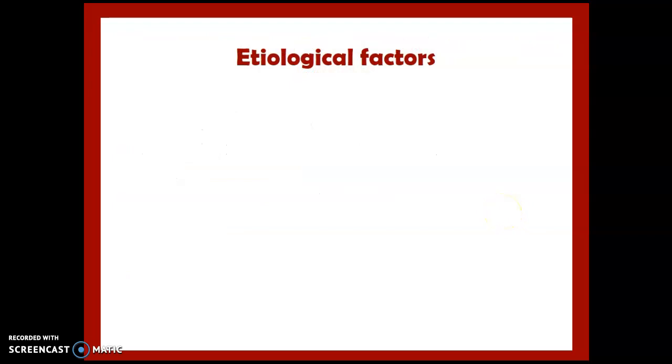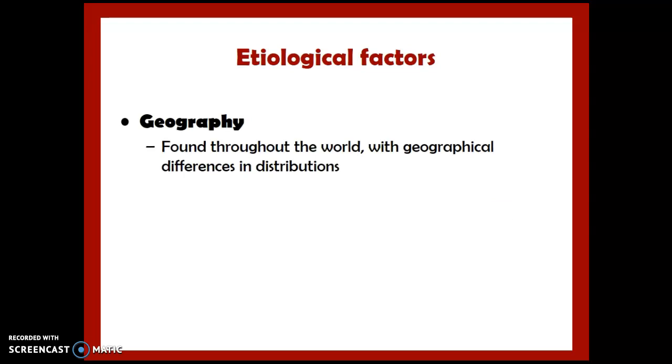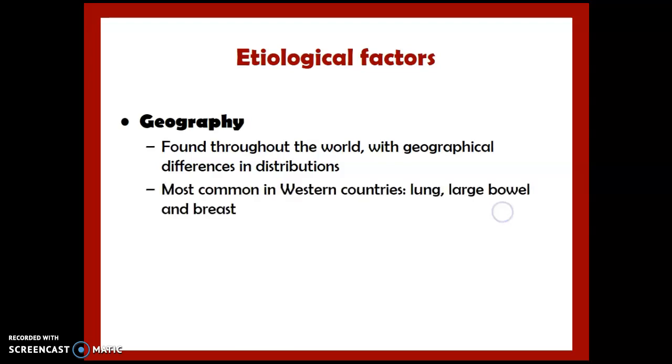So 6:15 a.m. So let's first of all get through the key etiological factors that can lead to cancer development. Number one, geography. So cancer is found throughout the world, but there are some differences in distribution depending on where you are located on the globe. Cancers most common in the Western countries include lung cancer and large bowel cancer and breast cancer. And these are cancers that are really associated with lifestyle choices, such as smoking for lung cancer, and lack of physical activity and obesity for both large bowel cancer, aka colon cancer, and breast cancer.